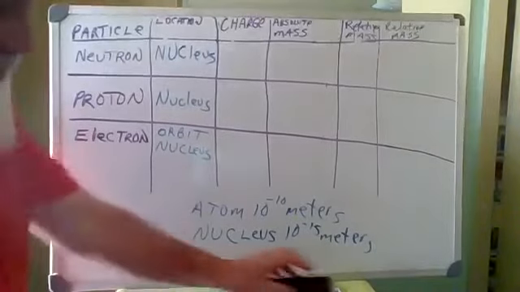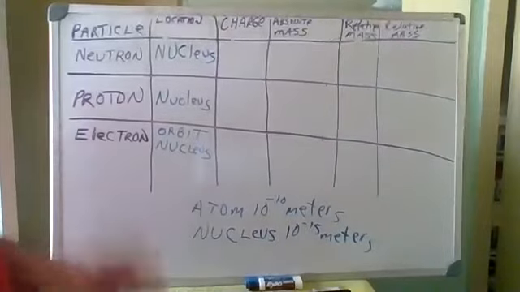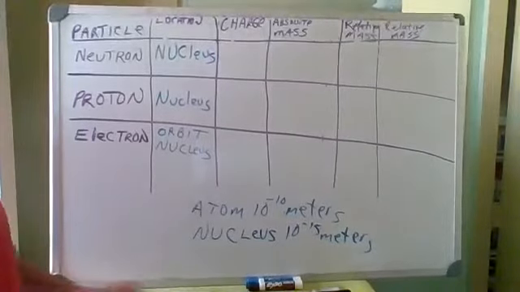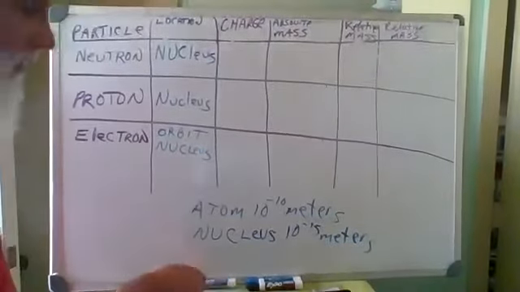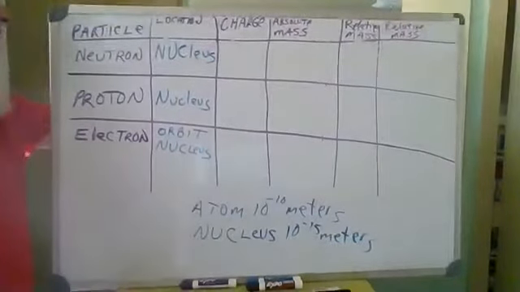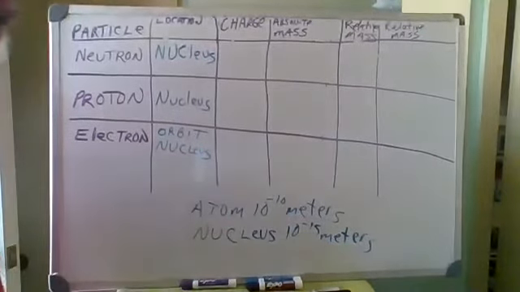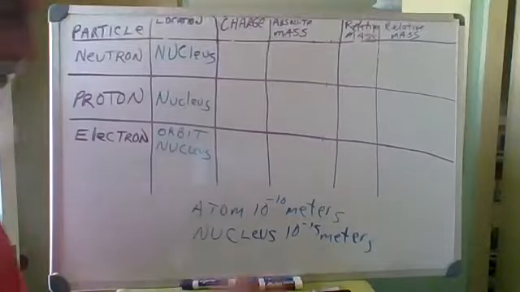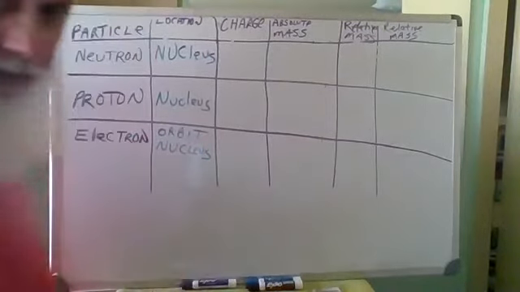I don't know about you, but I'm rather amazed by that. 1,000 trillion nuclei can fit in one atom, okay? And we're going to see even some more amazing things with respect to that in a few minutes. So I'm going to erase these two numbers here. Do we have any questions about that? Okay, 1,000 trillion nuclei can fit in one atom.